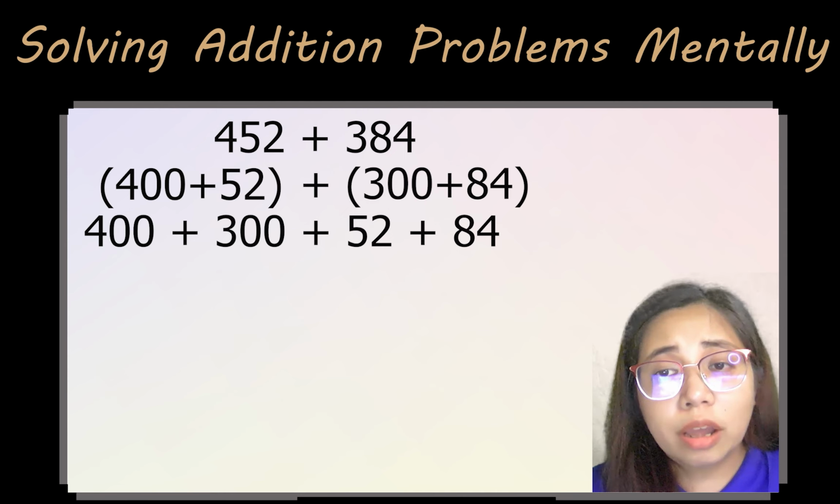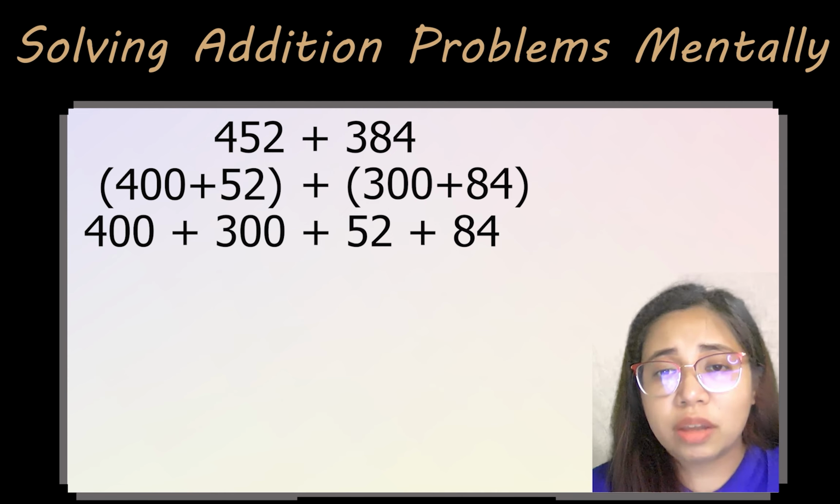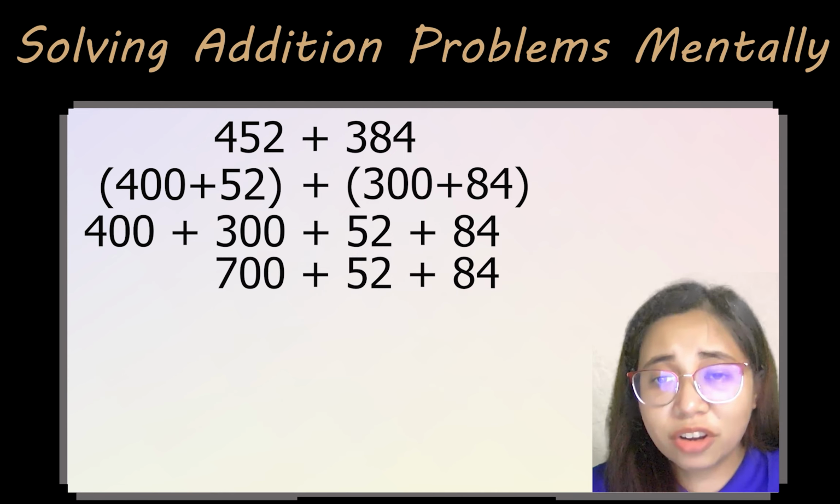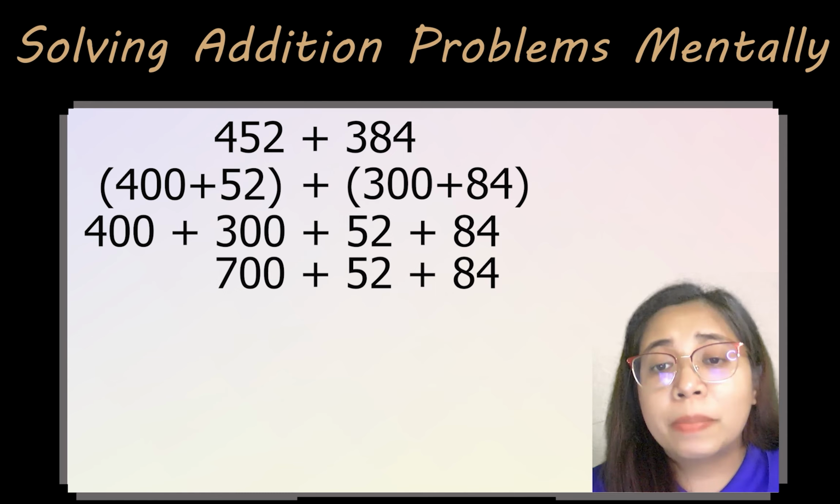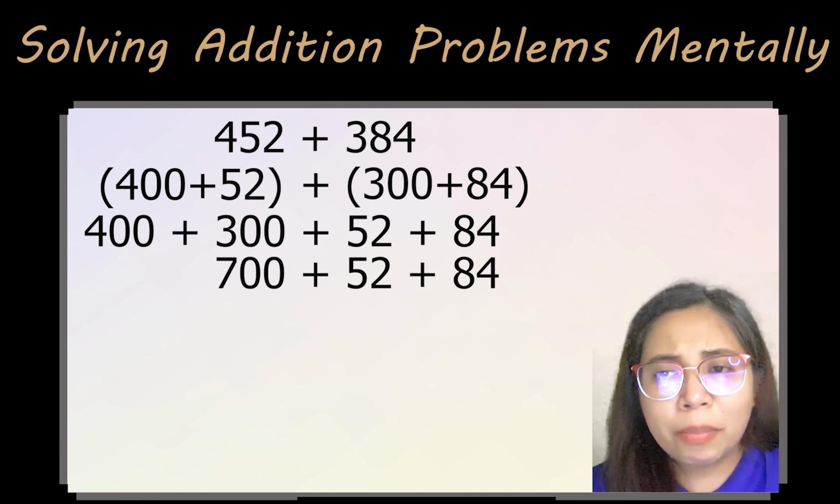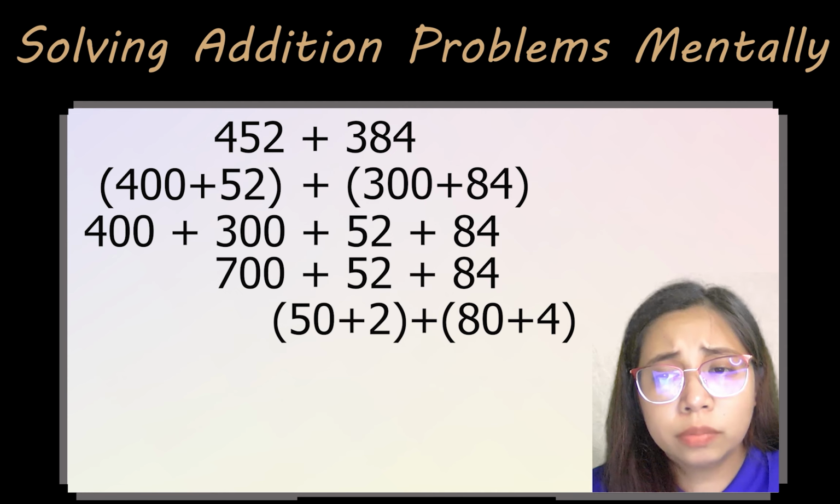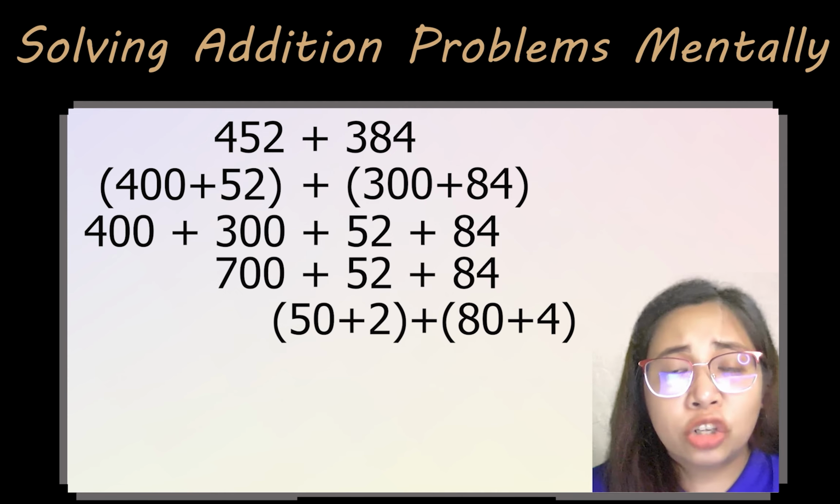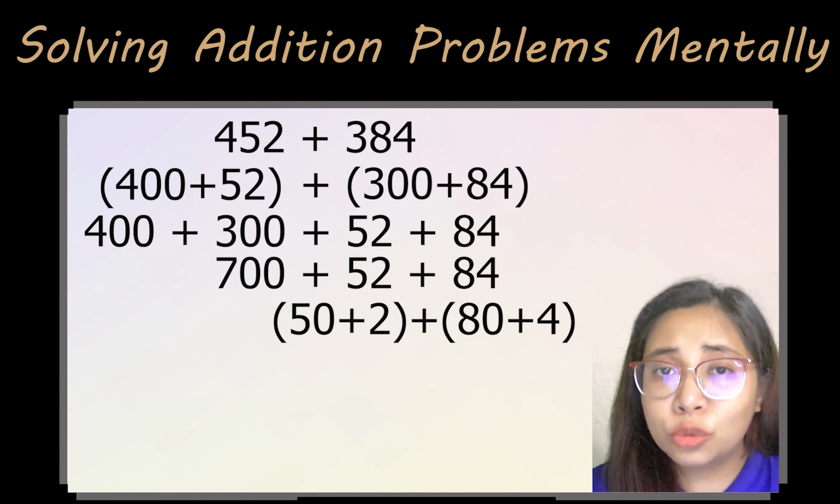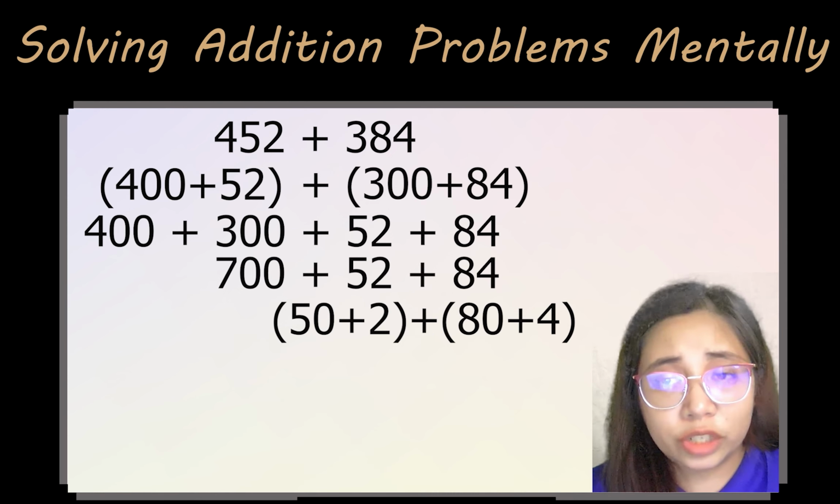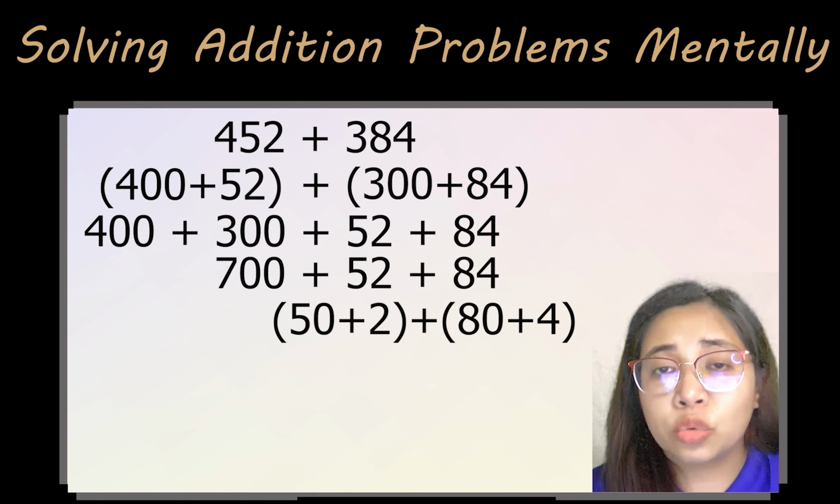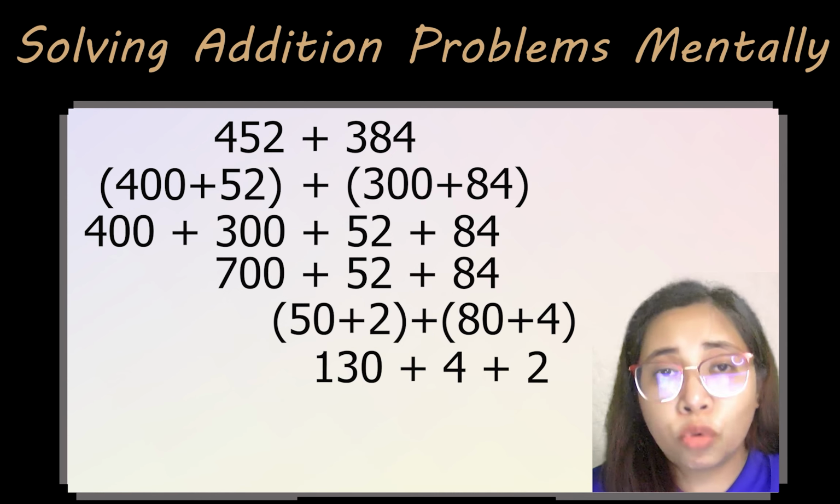So 400 plus 300 is equal to 700. So 700 plus 52 plus 84. So gamit ulit tayo ng compensation method sa 52 and 84. Bale, magiging 50 plus 2 and 80 plus 4. Unahin ulit natin yung 50 plus 80, then 2 plus 4. So 50 plus 80 is equal to 130 plus 4 plus 2, which is 6.